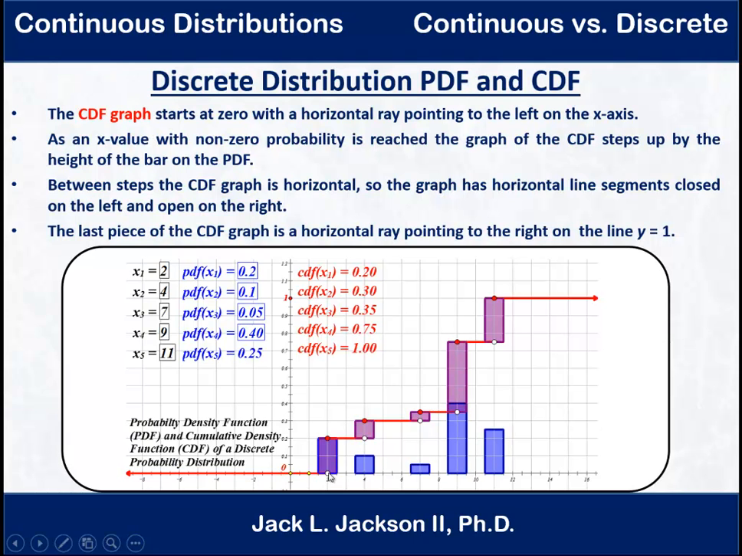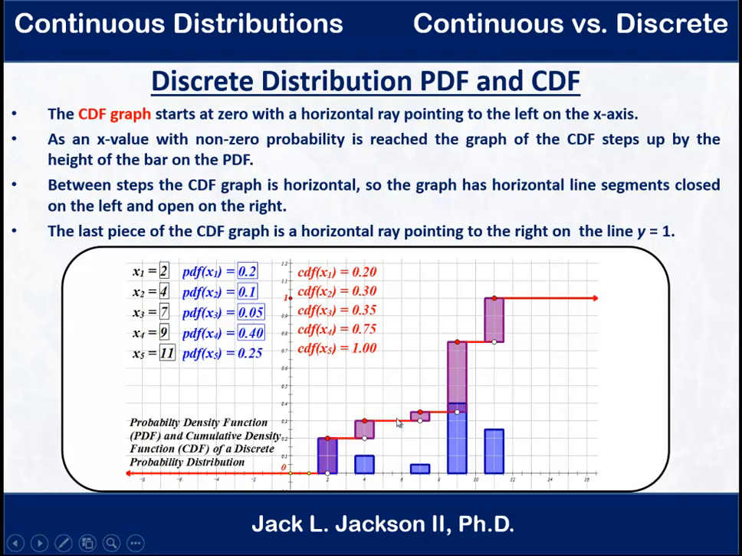When we get up to a bar, we put an open dot there, and we go up by the same amount as the height of that bar. And then we stay there until we get to the next bar. And then we go up by the height of that bar here. So this little blue bar right here at 4 and the little purple bar are the same size. And you notice that the amount of the step is the same as the height of the bar.